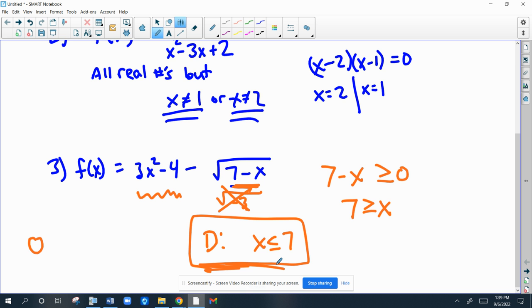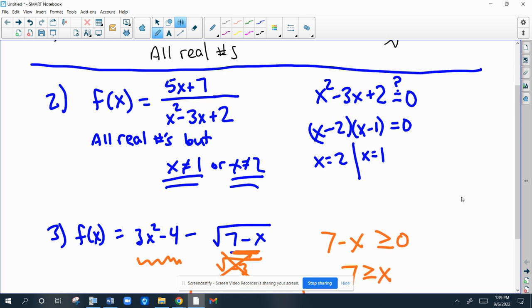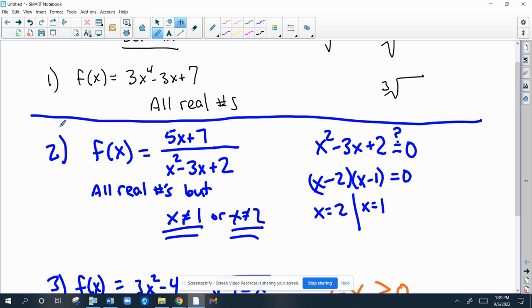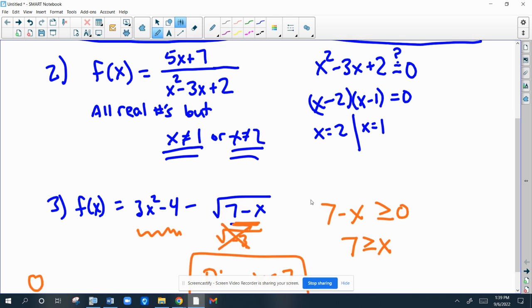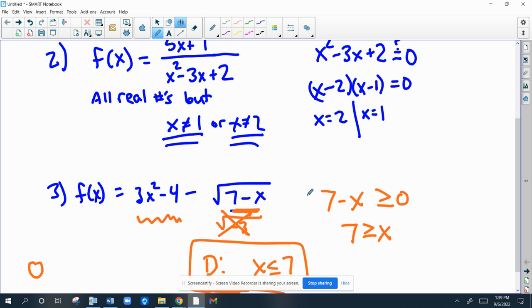So 10 should not be part of my domain, which according to this, it isn't, because 10 isn't less than 7. So that's maybe more explanation than you want, but that's how you find domain. If you have a fraction, make sure you're not dividing by 0. And if you have an even root, make sure whatever is in that root is positive or 0. In other words, greater than or equal to 0.